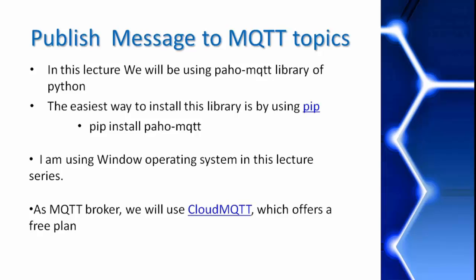I am using the Windows operating system in this implementation lecture series, but all of this is also applicable to Ubuntu or Linux. So if you have the Ubuntu operating system, then all of this is applicable on that operating system also. Now, firstly, we have to log in to CloudMQTT and make an account on that CloudMQTT website. And after that, we have to create a broker instance.